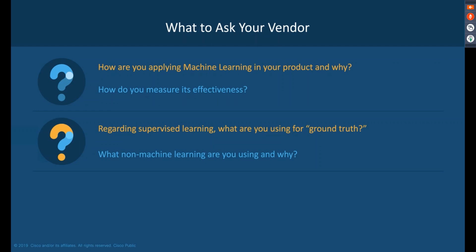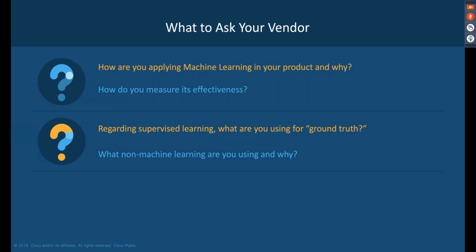And then, what non-machine learning are you using and why? That's the corollary of the earlier question, but completely valid, right? If all our security products only used machine learning, I don't know that I would be happy with that. So again, it's probably good to ask what other non-machine learning techniques you're using and where are they applied. Again, back to the multi-layer analysis system that we came up with. It uses everything and anything that is necessary to get us the best outcome. We're not just tied to machine learning.